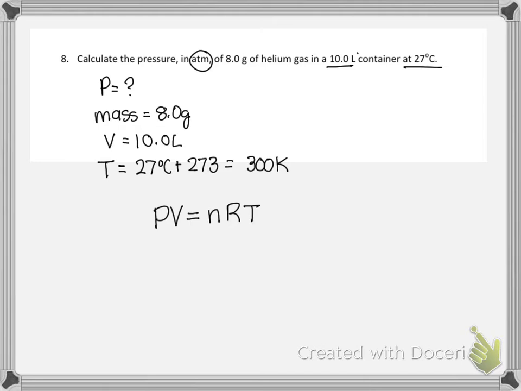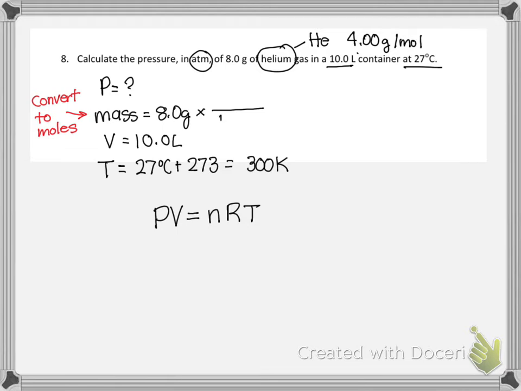Now, n is in moles, so I'm going to have to convert this to moles using the molar mass, which is something we worked on in chapter 7. So to go from grams to moles, I would look up helium. If you have a periodic table nearby, helium is 4 grams per mole. So we'll put the 4 on the bottom so that the grams cancel. 8 divided by 4, so we have 2 moles.